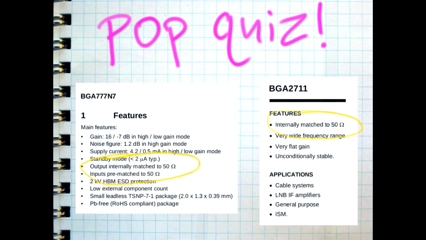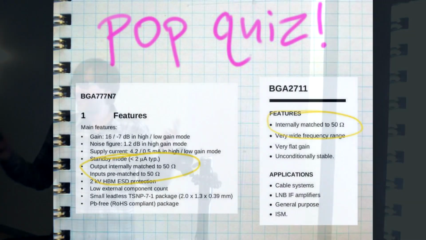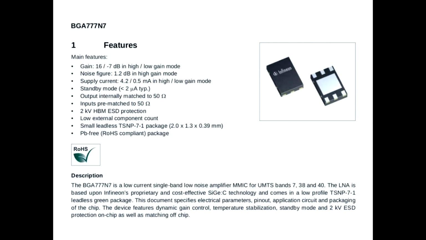It's internally matched to 50 ohms. What about the one on the left? Oh, the output is internally matched to 50 ohms. But the input is pre-matched to 50 ohms. What does pre-match mean? I have no idea. I think it's a euphemism for not matched. Take a look. Let's look at the BGA-777N7 on the left here. Let's look at it a little bit more closely.